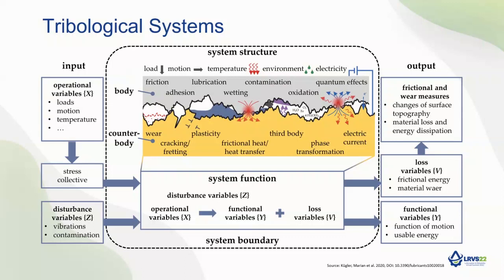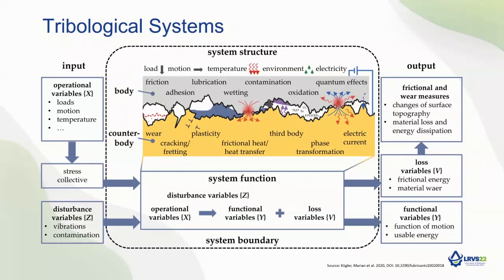Basically, a tribal system can be described by its system structure, input and output variables, and a functional conversion within the open or closed system boundary. The system structure consists of the relatively moving body and counterbody, which are rubbing against each other and may be completely or partially separated by an intermediate medium.